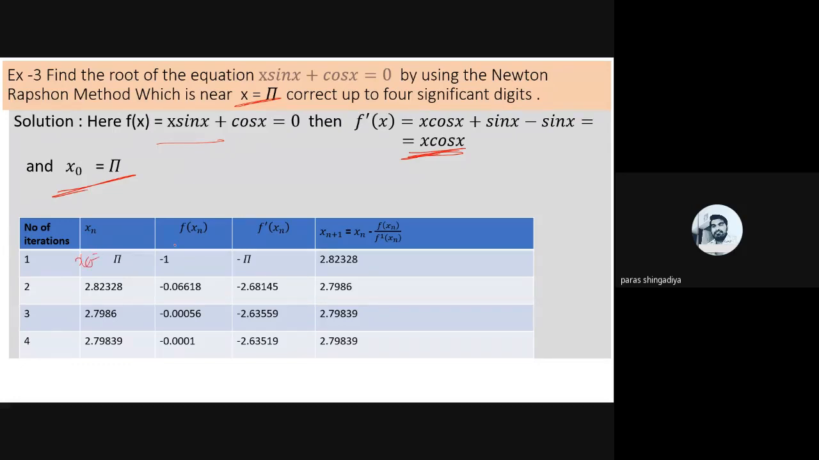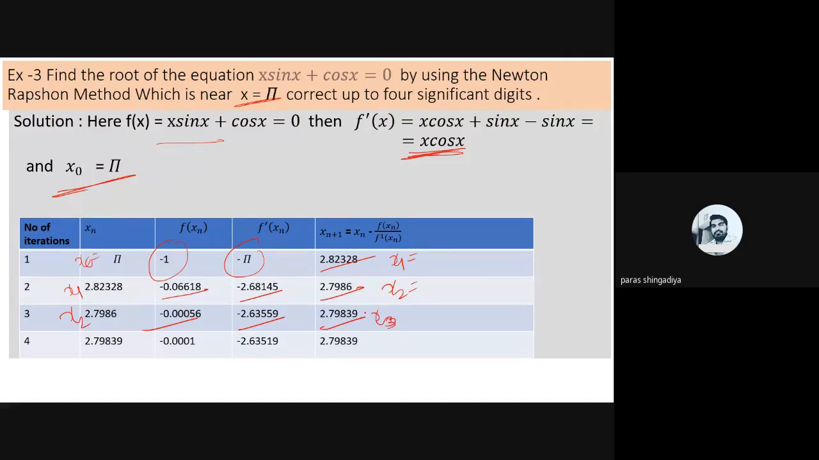Then the function output will be -1, the derivative output will be minus pi, and we check x1. That will be x0 minus f of x0 upon f dash of x0, and then we use x1 as 2.82328. Check the function output, derivative output, and check x2. That will be x1 minus f of x1 upon f dash of x1. Then use x2 to derive the third iteration. Check the function output, derivative output, and use them to derive x3.